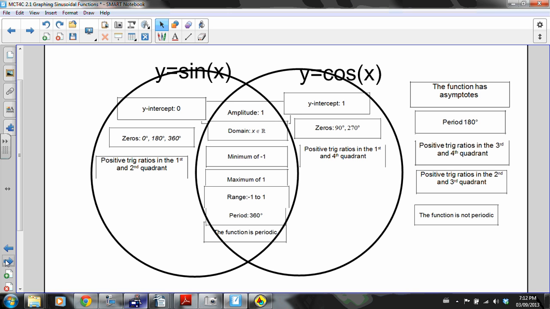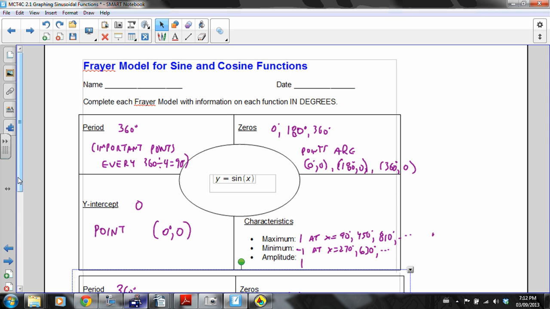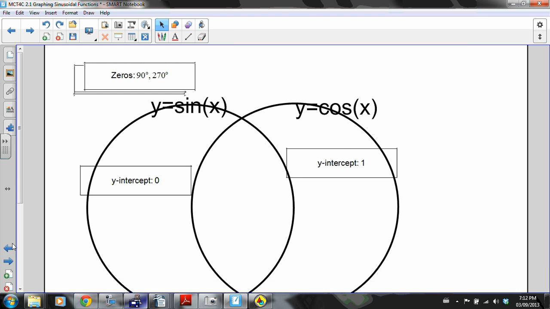handout, which is the Frayer model. The Frayer model is this handout. And notice I listed zeros both in just their x-coordinate and the points themselves, right? Zeros are when the output is 0. The period, remember, is how long it takes for the graph to start repeating itself.